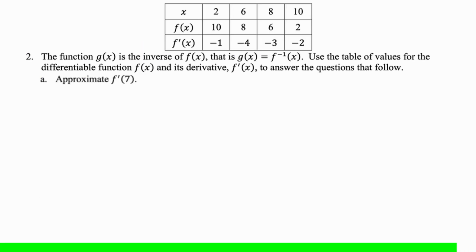Function g of x is the inverse of f of x. That is, g of x equals f inverse of x. Use the table of values for the differentiable function f of x and its derivative f prime to answer the questions that follow. All right. Approximate f prime of 7.